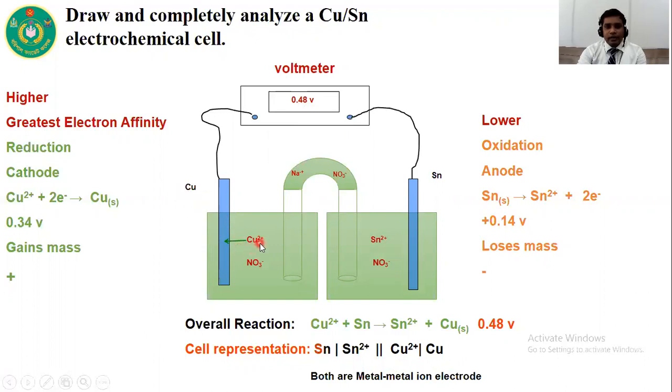So this is the cell representation of stannum and copper, and 0.48 volt is produced. So when copper accepts electrons, metallic copper will deposit at the cathode. That's why the amount of Cu2+ ions decreases in this case. So sodium will move from the salt bridge and come to this electrolyte. And as Sn loses electrons and forms Sn2+, the amount of Sn2+ increases in the electrolyte. So nitrate ions will come from the salt bridge to this anode cell.